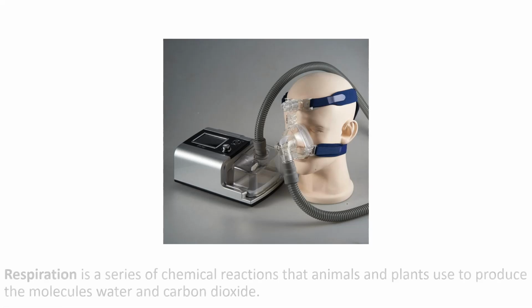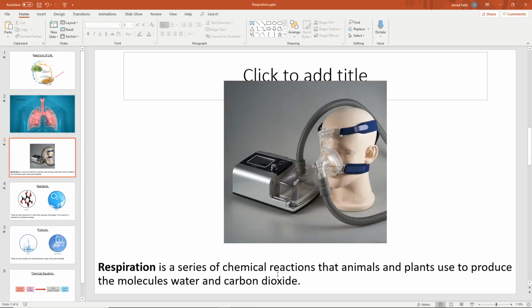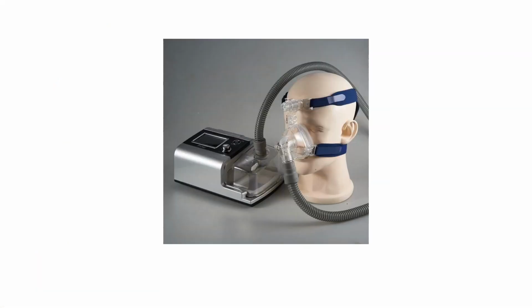The definition we're going to go with is: respiration is a series of chemical reactions that animals and plants use to produce the molecules water and carbon dioxide. So respiration is what we use to get energy. Now, let me add that in actually, give me a moment. Energy, water and carbon dioxide.